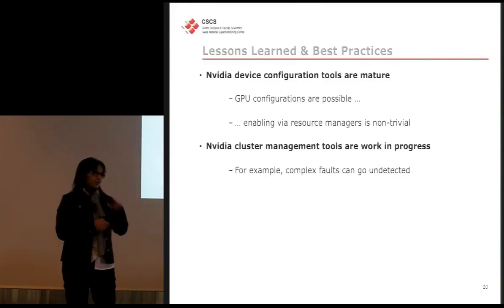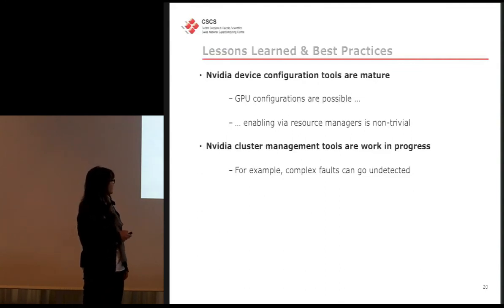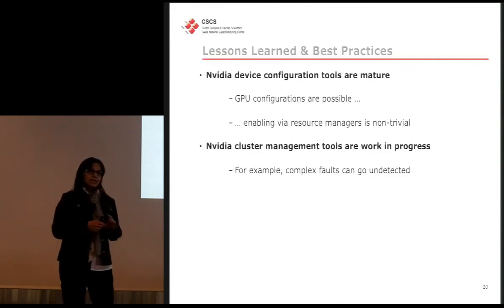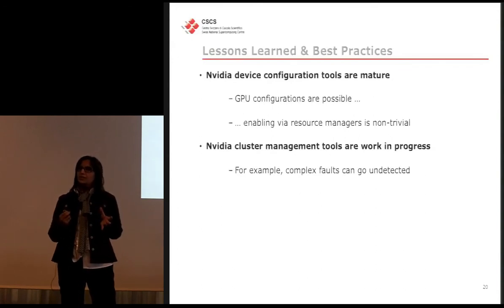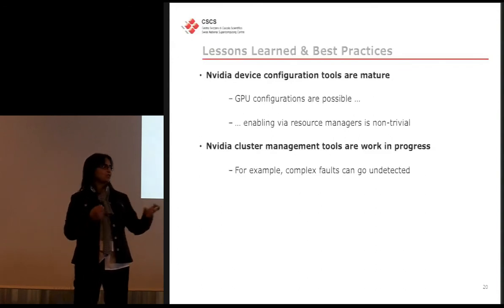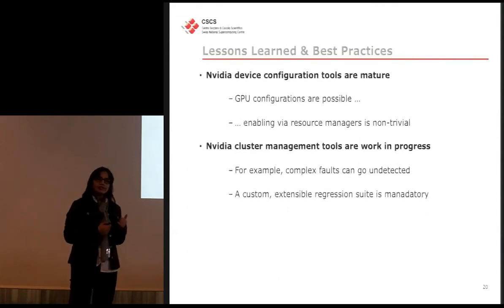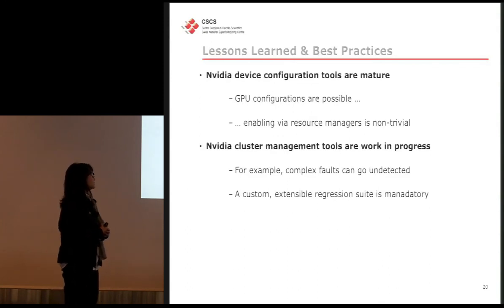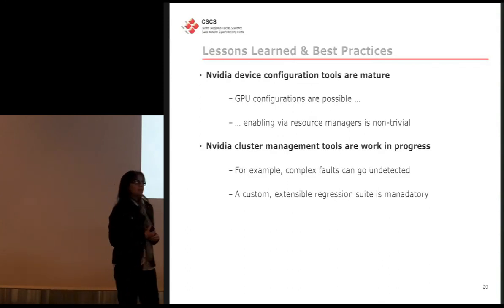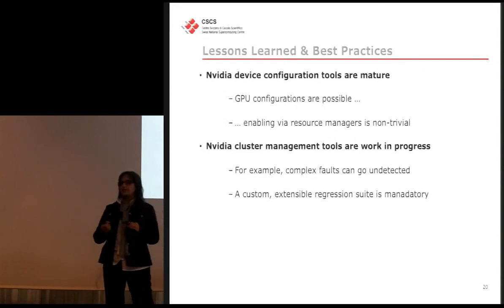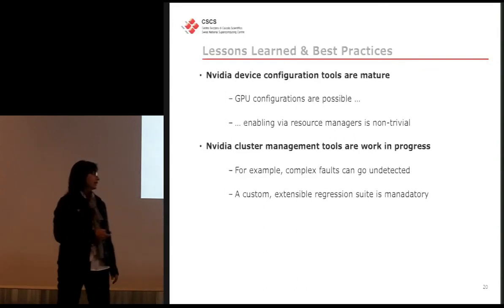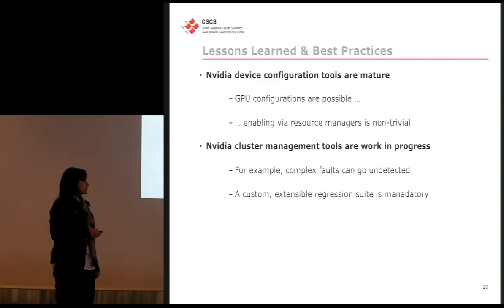And the reason we still have to do a lot of work is that people write complex programs. They access resources within the GPU in a different way. For example, CUDA MPS. Now we have an issue that only shows in MPS mode. So a complex fault can go undetected. So you cannot rely on the tools that are available around. And what we are doing at CSCS, we have built our own regression suite and we are slowly and gradually extending it, so we can do that as we find out corner cases.